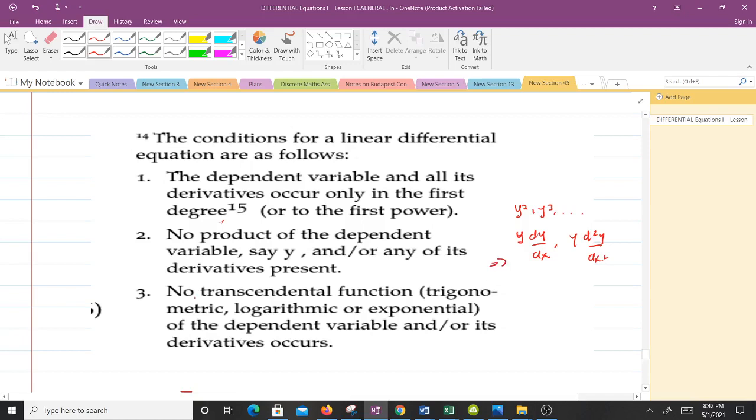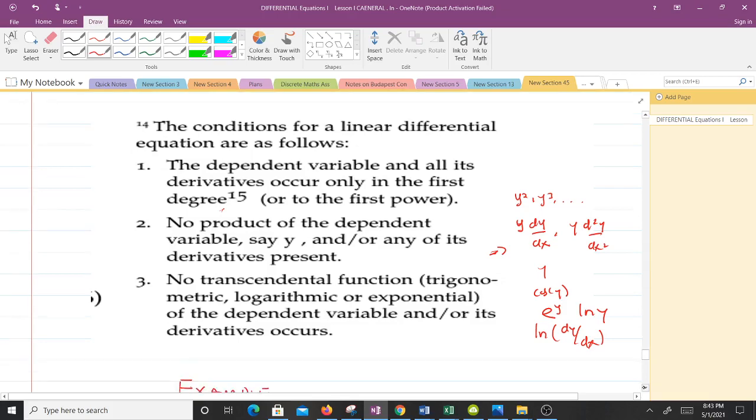And the third one says that no transcendental function. You know what transcendental functions are? The trigonometric ones, like sine, cos, tan, arc sine, and the rest, or logarithmic or exponential, of the dependent variable and all its derivatives. So if y is the dependent variable, we shouldn't have anything like cos y, e^y, ln y, maybe ln dy/dx. These things shouldn't happen. If they happen, then our differential equation will be non-linear.